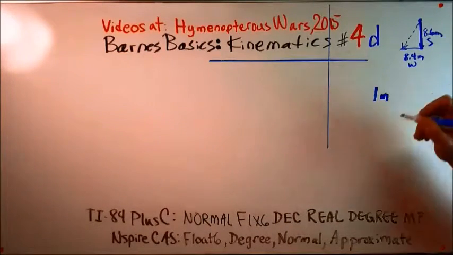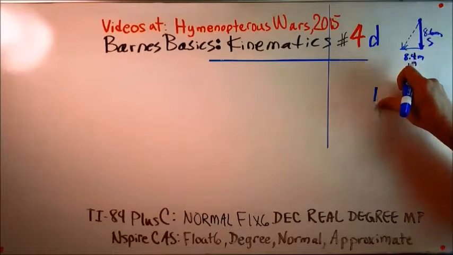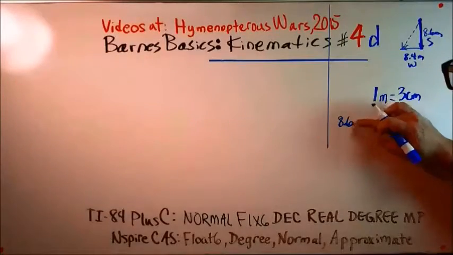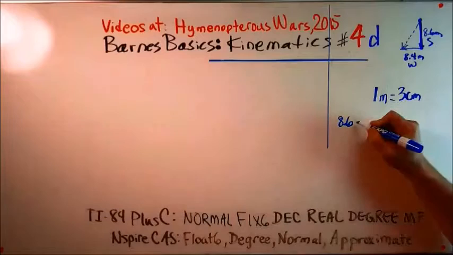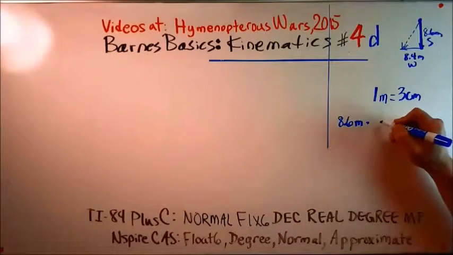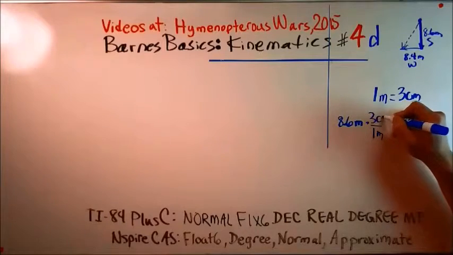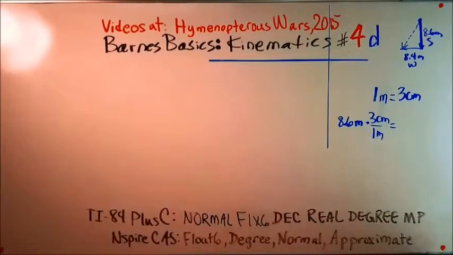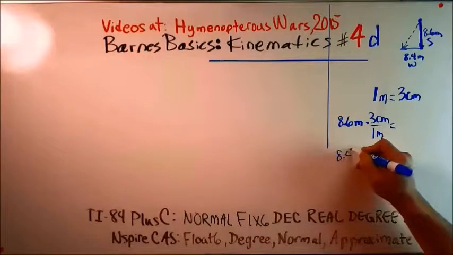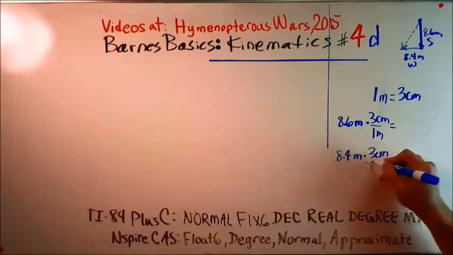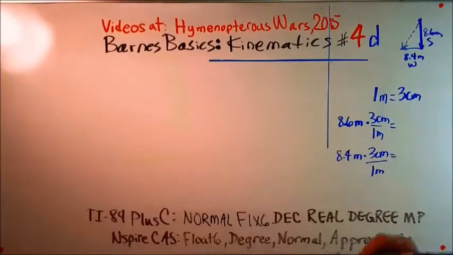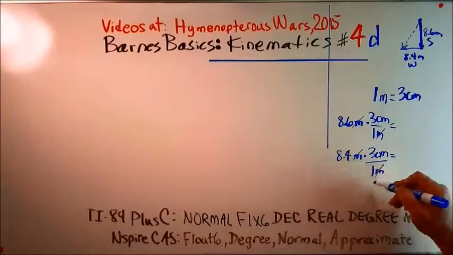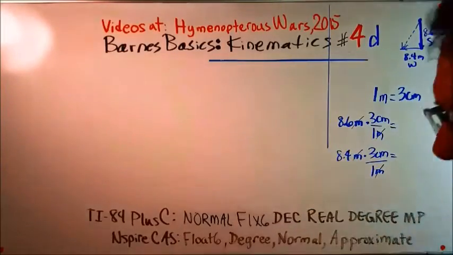Another thing that I did is I decided that 1 meter in my problem was going to equal 3 centimeters on the board. It's important for me to convert 8.6 meters to a value that I'm going to use to measure how long my vector is going to be. I need to do the same thing with 8.4 meters. In both of these factor labels, you can see how meters over meters cancel, how I'm left with centimeters, and that will tell me how long I need to draw my lines.